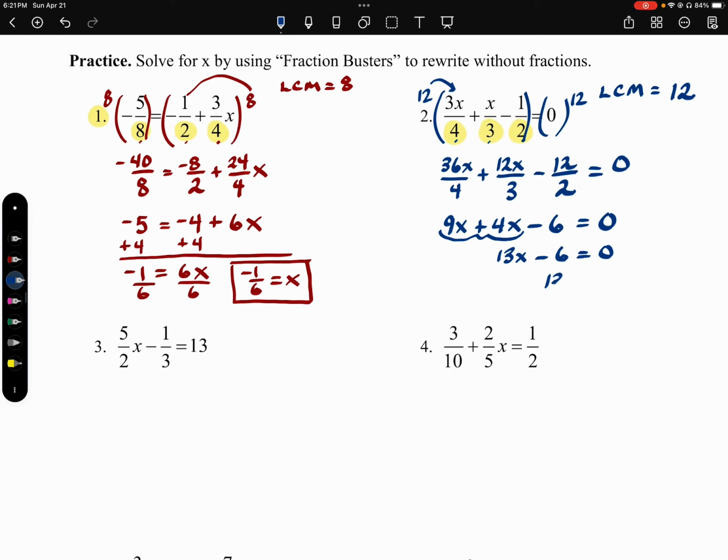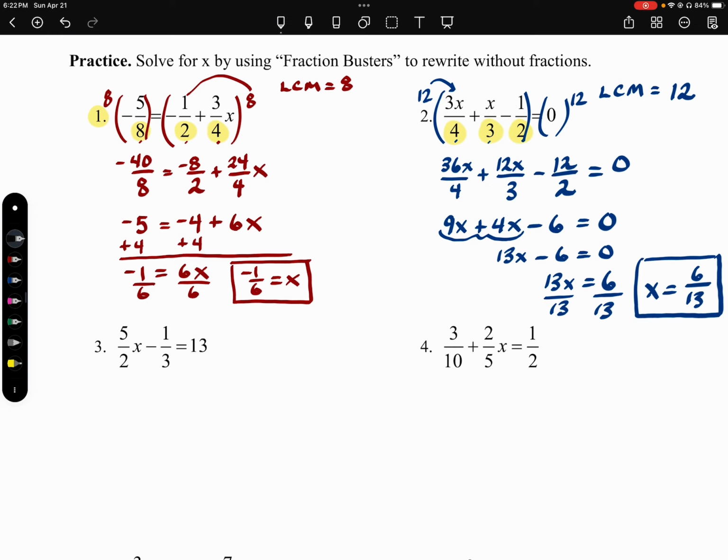We'll add our 6 to each side. So we have 13x is equal to positive 6. And then divide by 13. So we get x is equal to 6/13. Again, we can take that, plug it back into the original equation, and it should make a true statement. Let's look at number 3 now.